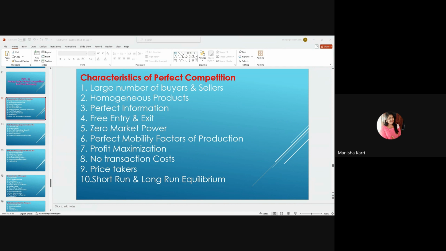In perfect competition, there will be a large number of buyers and sellers. Homogeneous product means, as I have explained in the earlier topic, identical products. Next, perfect information, free entry and exit, which means entry and exit is free in perfect competition. Zero market power means individual firms have no influence over the market price and must accept the price set by the market. Next, perfect mobility of factors of production. Resources can move freely between industries, ensuring the resources are allocated efficiently.